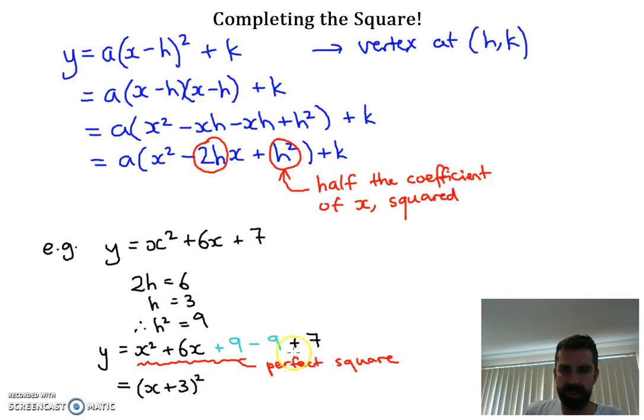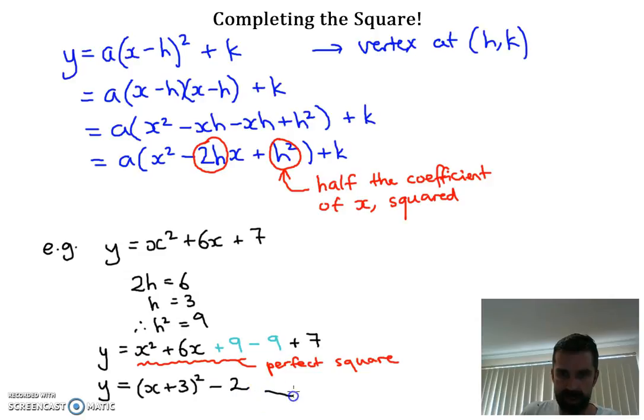I can't forget about these numbers on the end. So the -9 and the +7, I've got to do something with those. So I'm going to make that take 2. And wouldn't you know it, that looks suspiciously like vertex form, which is what we were after all along.